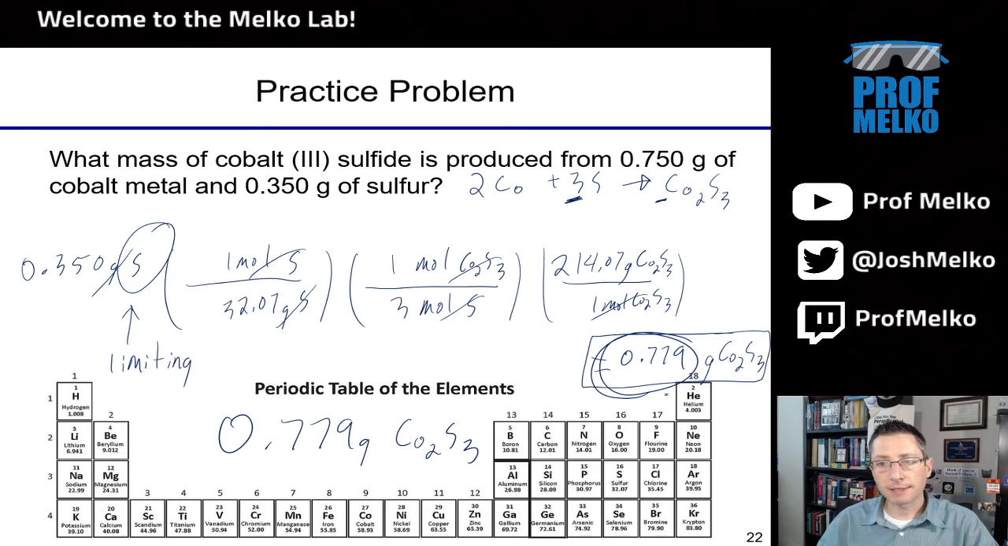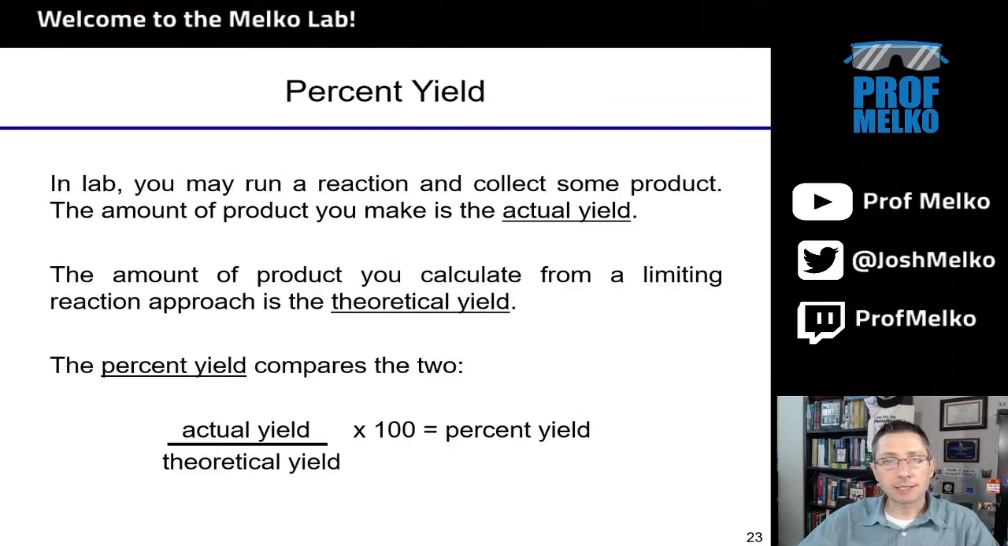Because sulfur makes the least amount, it's going to run out first. The question is really asking how many grams do I make? Well, I make this lower number, 0.779. So that would be the final answer here. Okay, so that was a limiting reactant. The last concept I want to talk about in this lecture is percent yield. And this goes sort of hand in hand with limiting reactant.